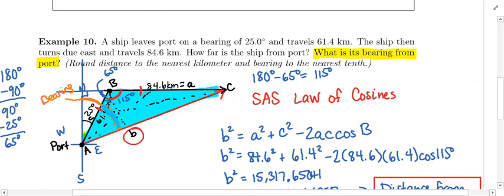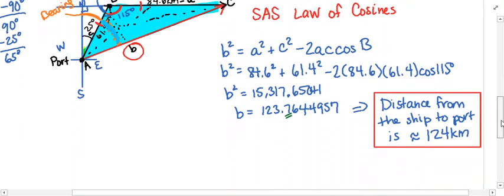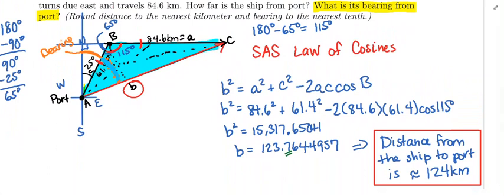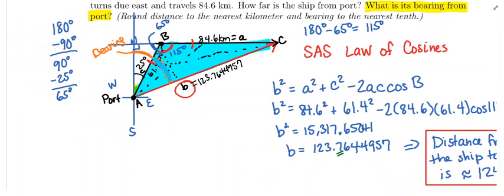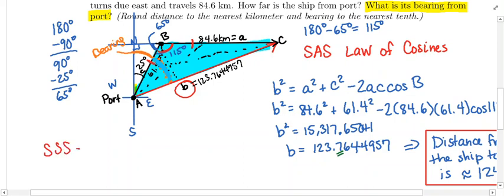It's not as easy as subtracting from 180 because we only know one angle inside of this triangle. So if you look at it, we just solved for side length B, and I know the full decimal expansion. Side length B is going to be 123.7644957. I know all three sides of the oblique triangle, so this is going to become a side-side-side case. Again, we're going to apply the law of cosines to get angle A.